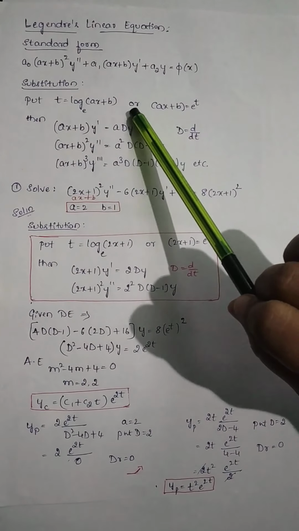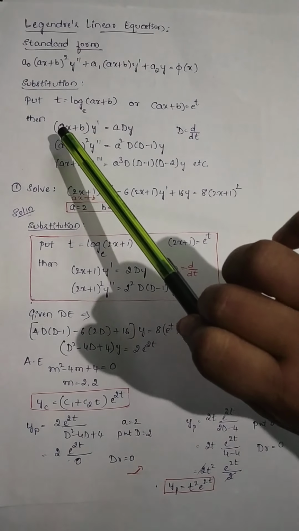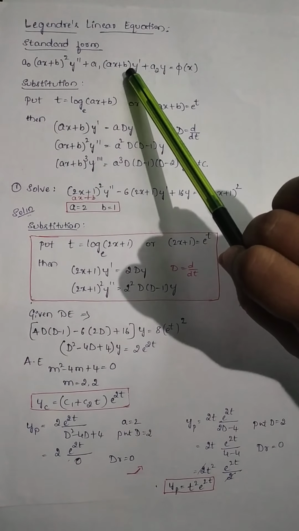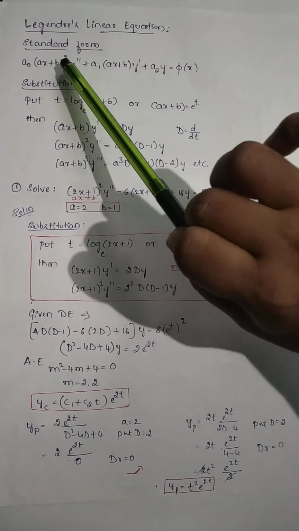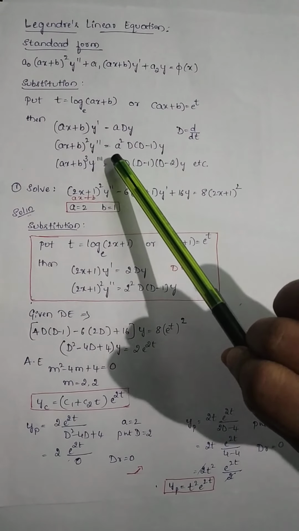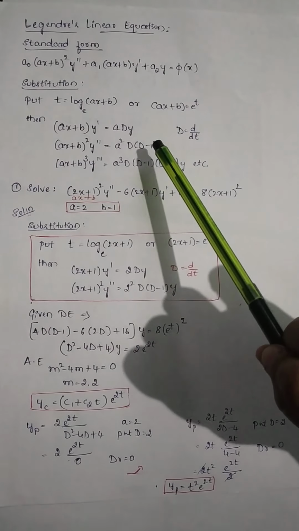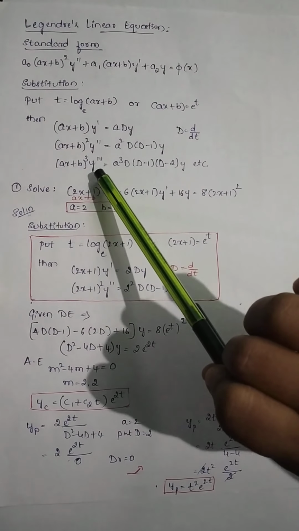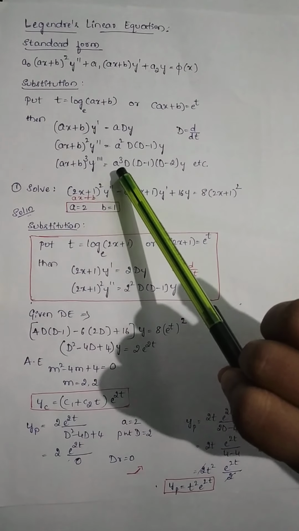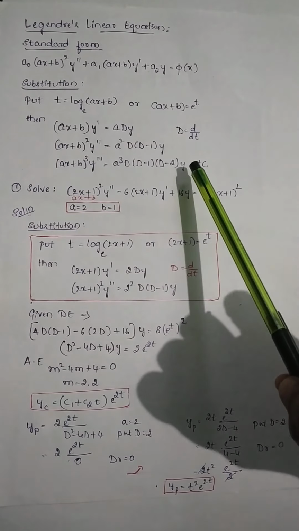To solve this equation, we need to take t = log(ax + b), or ax + b = e^t. Then we can write (ax + b) y' as a D y, and (ax + b)² y'' as a² D(D − 1) y. And if a third order equation is given, then (ax + b)³ y''' is written as a³ D(D − 1)(D − 2) y.